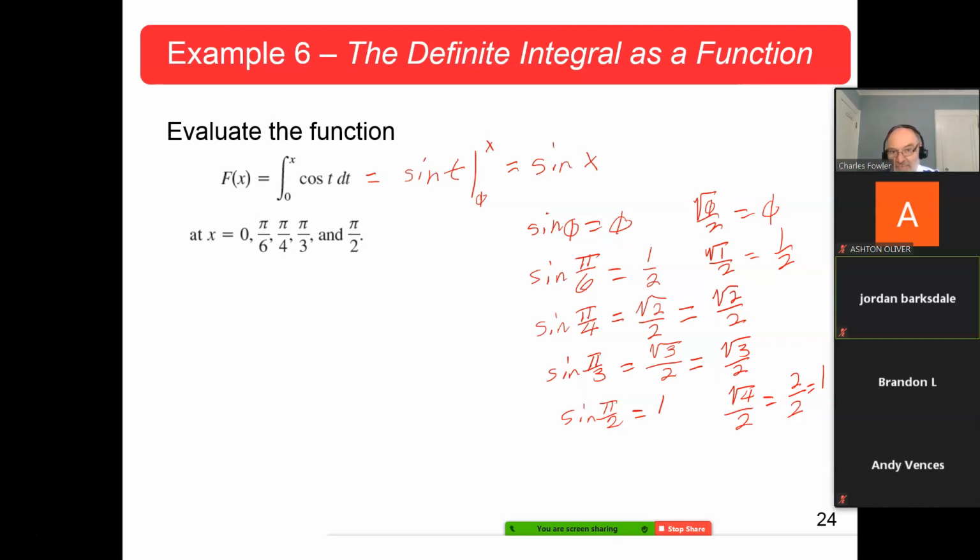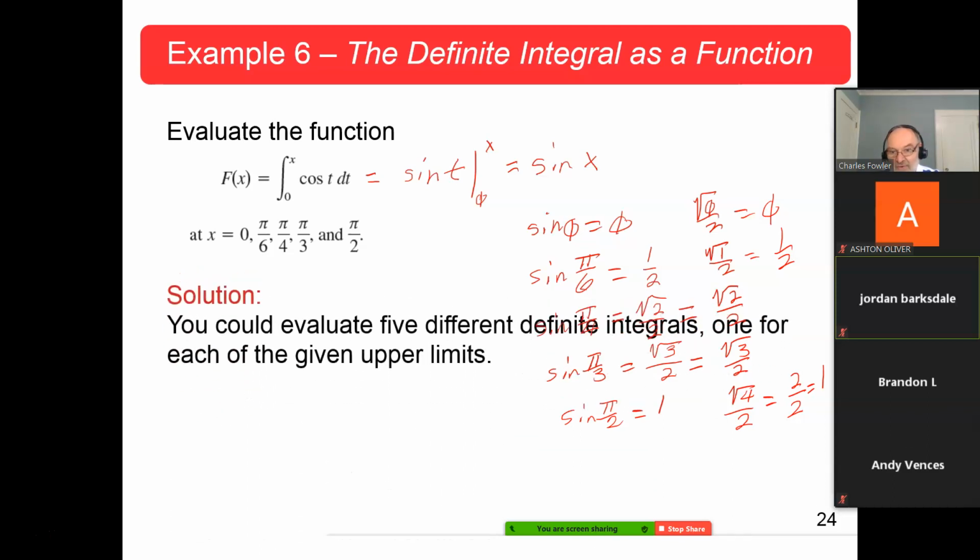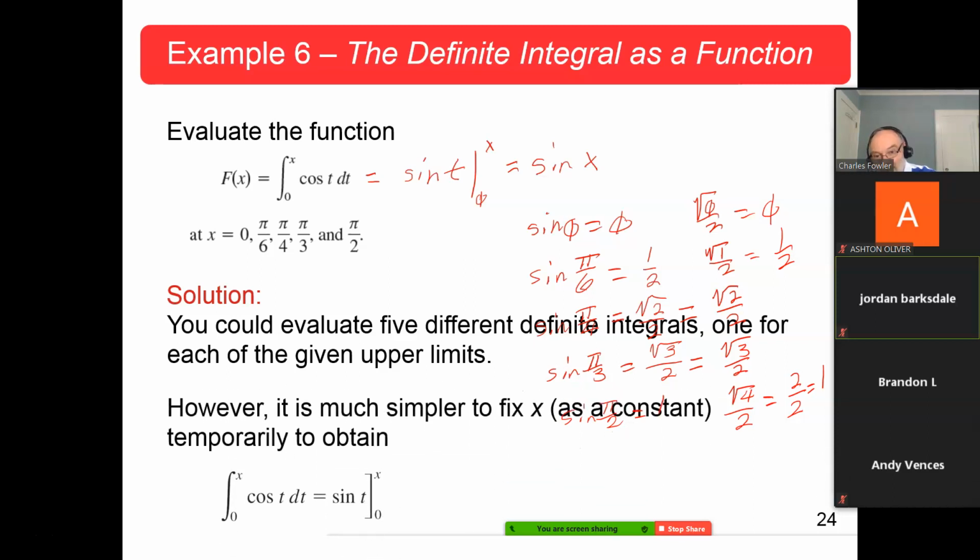I'm going to leave it up there, but it'll just be written over. Okay. You could evaluate the 5 different integrals if you wanted to, one for each different upper limit, or just do it once. It's much simpler to fix the x as a constant temporarily to obtain that, which is exactly what we did. The integral from 0, this is exactly what they've written there. Sine t evaluated from 0 to x, and when you plug that in, you get sine x minus sine of 0, which is, of course, sine x, and then plug in the values.